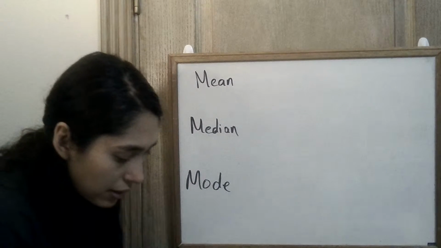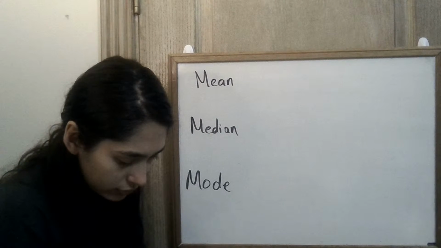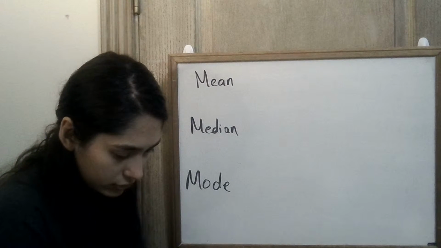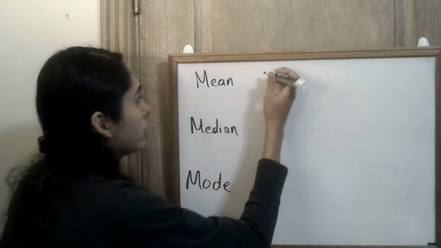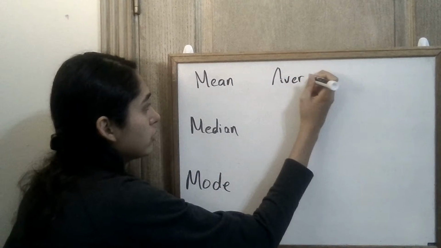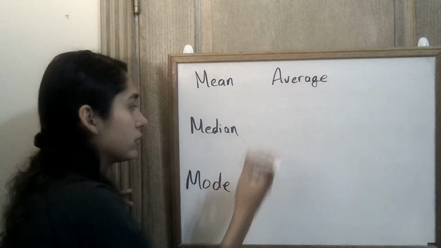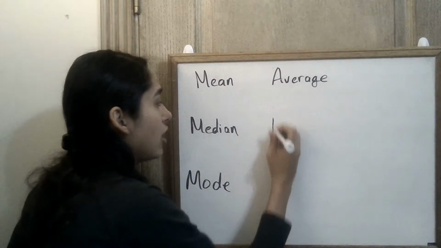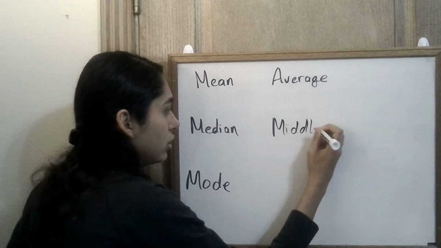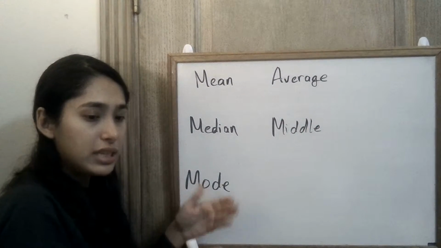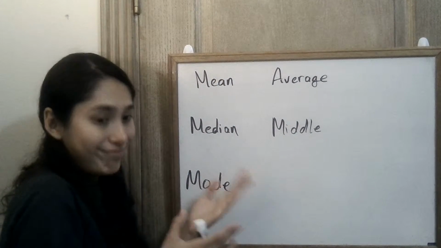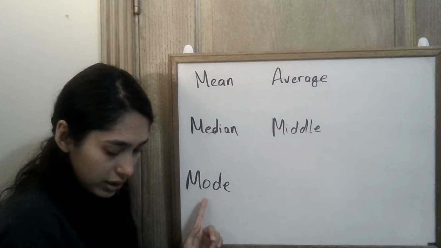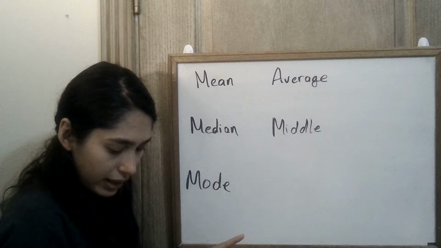So let's get right into it. Mean is an average. Median is literally just in the middle. For those of you that drive, you see that median, that big thing in the middle of the road. It's in the middle of the road. It's called a median. Mode is what is the most frequent value.